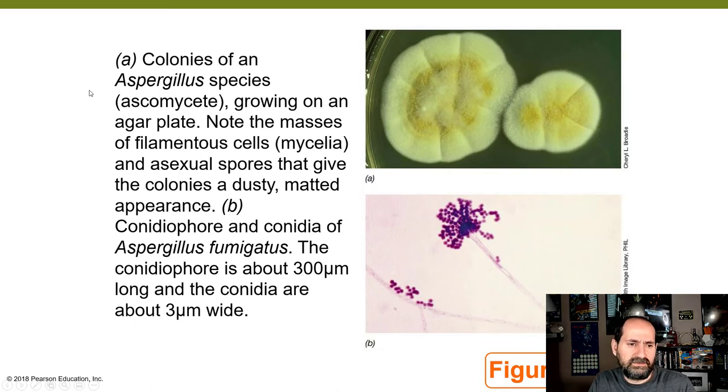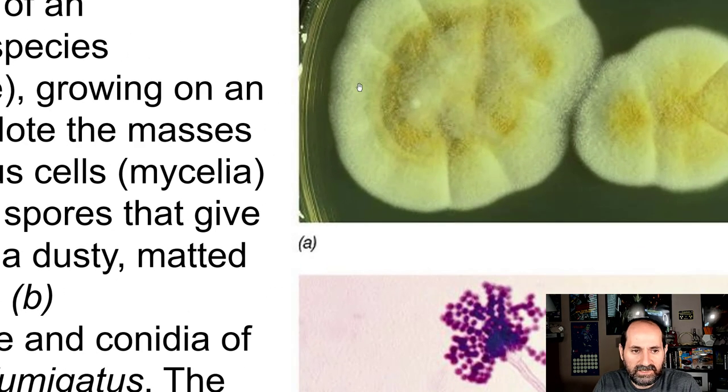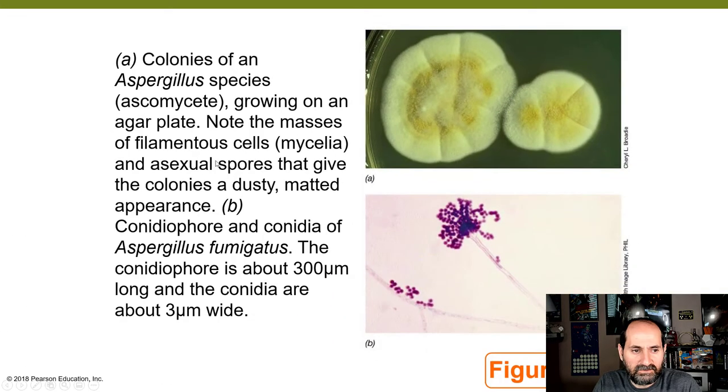Here in figure 18.20, you see colonies of Aspergillus species, which is a type of ascomycete, growing on agar. This is what the colony of Aspergillus looks like on an agar plate. These would be individual clonal populations, clonal colonies. Note the masses of filamentous cells, the mycelia. See how it has a fuzzy consistency to it? That's mycelia. And asexual spores give the colonies a dusty, matted appearance. So it almost looks dusty and matted. In B, this would be under a microscope.